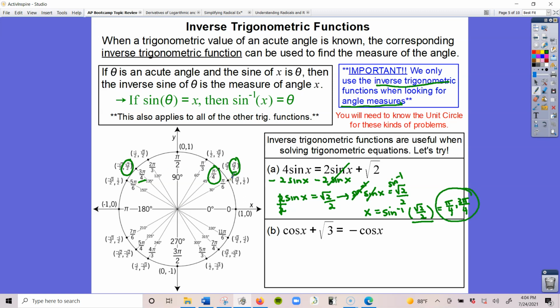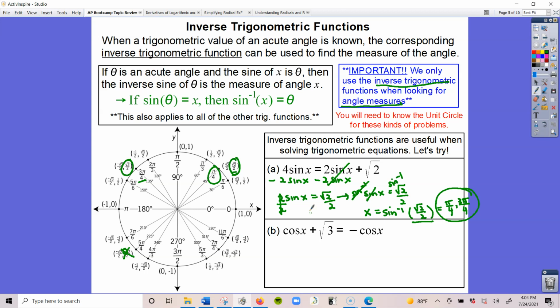And these are the only 2 answers because if you look at the other sine values, yes, this is square root of 2 over 2, but it's negative. So this is not the answer. And then same thing here. Here it's negative, so that's not the answer either. So that's how you can distinguish.